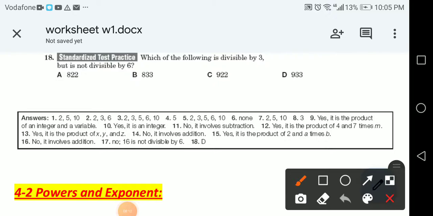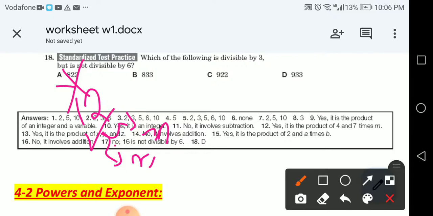First one: 8 plus 2 plus 2, I'm adding the digits together. 8 plus 2 is 10, 10 plus 2 is 12. So 12 is divisible by 3, right? Is it the answer? No. 12 is also divisible by 2 and 3, as I told you. If it's divisible by 2 and 3, this means it's divisible by 6. And the question asks for not divisible by 6.